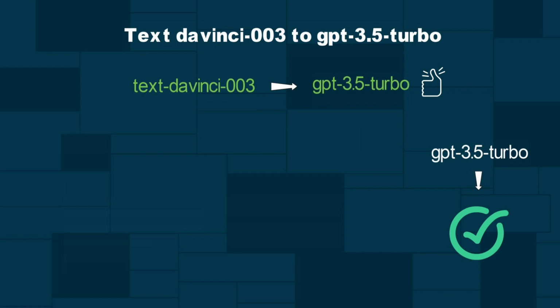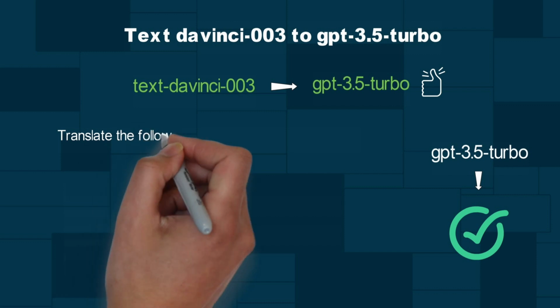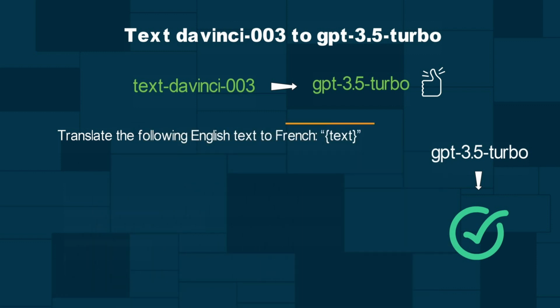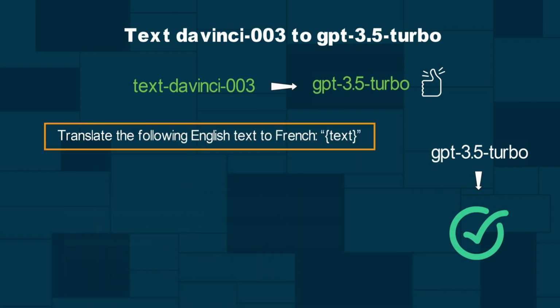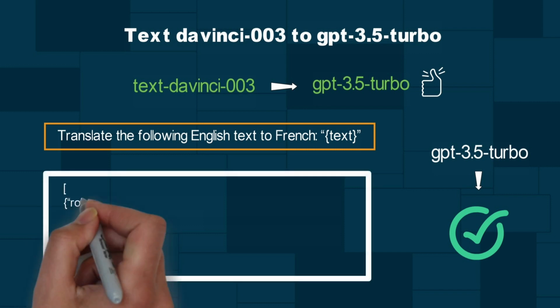For many developers, the transition is as simple as rewriting and retesting a prompt. For example, if you translated English to French with the following completions prompt: Translate the following English text to French. Text. An equivalent chat conversation could look like.